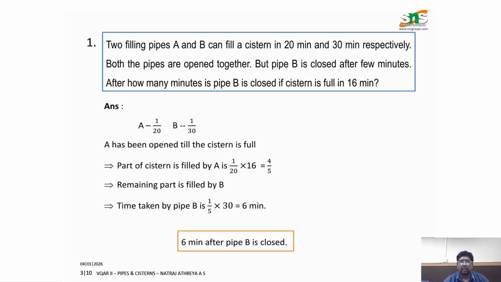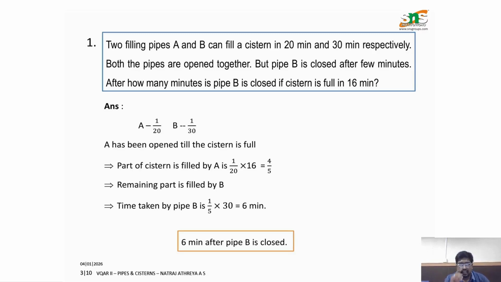Both the pipes are open together. So when both the pipes are open together, what will we do? We add them. Next, but pipe B is closed after a few minutes. Here there's a twist. Pipe B is closed after a few minutes, and we don't know after what time. After how many minutes is pipe B closed if the cistern is full in 16 minutes?